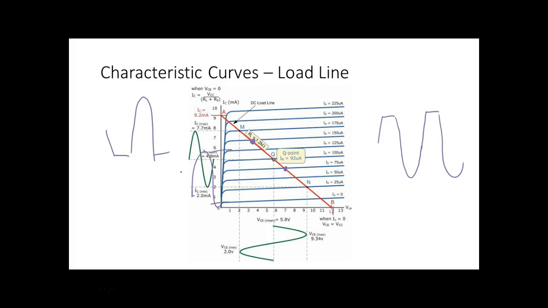Or you can get a good approximation by using the beta of the transistor. But the problem is the beta is where? All over the place. But once you set up a voltage divider circuit, you lock the beta in for that circuit. So once you lock the beta in there for that circuit, then you could develop the load line.